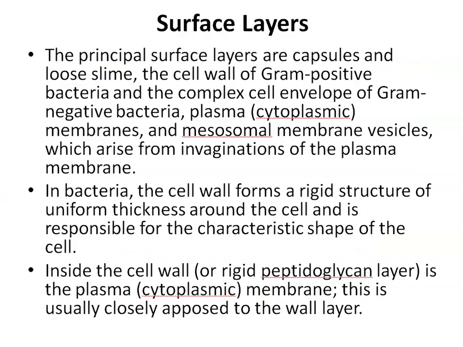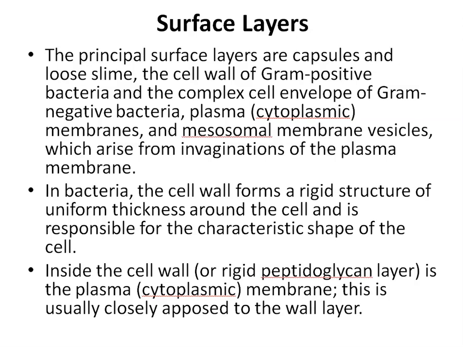Next, surface layers. Principal surface layers are capsules and loose slime, the cell wall of gram-positive bacteria and the complex cell envelope of gram-negative bacteria. Then plasma membranes and mesosomal membrane vesicles, which arise from invagination of plasma membrane. How the mesosomal membrane vesicles are formed, we will discuss later. In bacteria, cell wall forms a rigid structure of uniform thickness around the cell. This structure is responsible for characteristic shape of the cell, right?